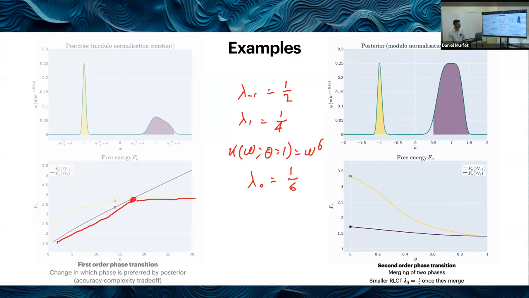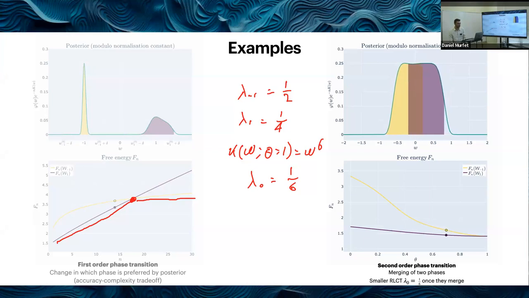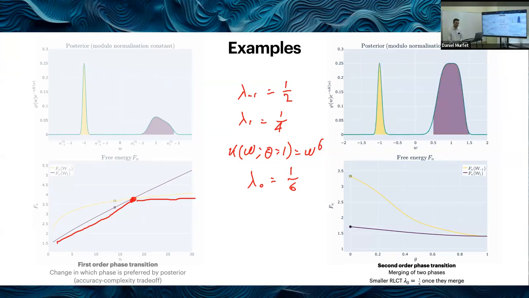I have a very basic question, and possibly it's just a sign flip, but I'm confused about something. It seems like the RLCT is smaller if the exponent of W is higher. But I've also heard this intuition that the RLCT is some sort of measure of simplicity.